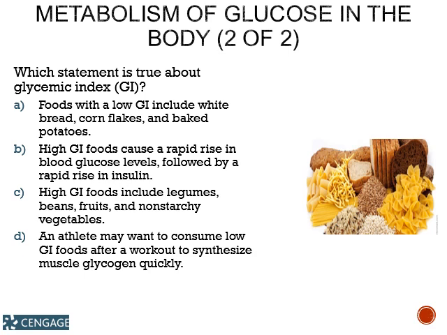High glycemic index foods including legumes, beans, and fruits and non-starchy vegetables. Or D, an athlete may want to consume low glycemic index food after a workout to synthesize muscle glycogen quickly.